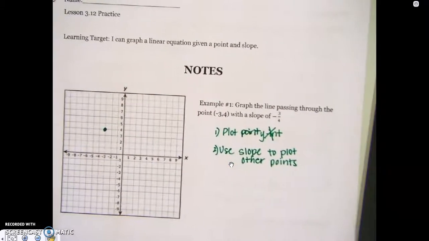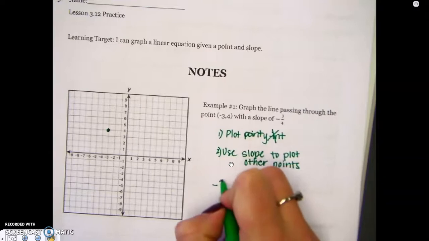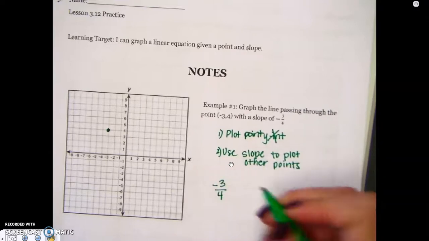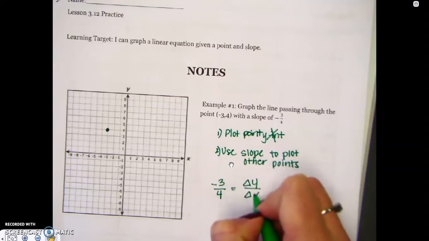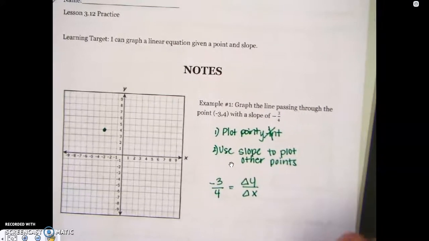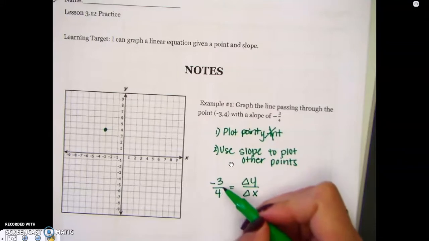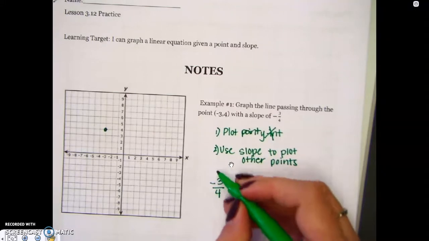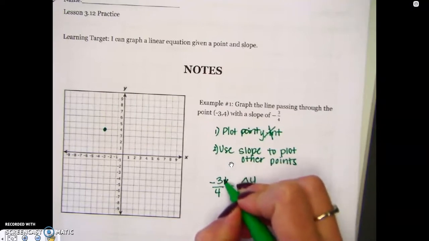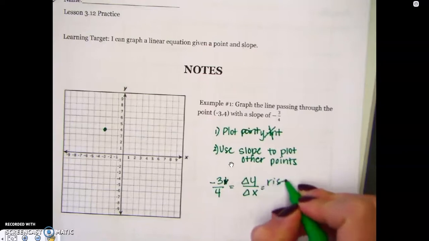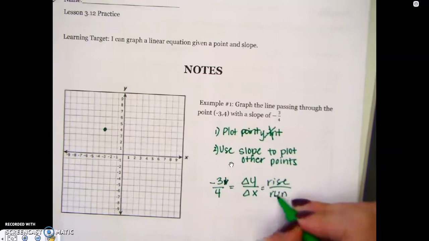Okay, so that's my point. And my slope is -3 over 4, which is my change in y over my change in x. And if you remember from yesterday's lesson, when you have a negative slope, the negative goes with either number and not both. So if you want to put it with the -3, that means you're going to go down, because remember, this is your rise over run. We talked about that last lesson.